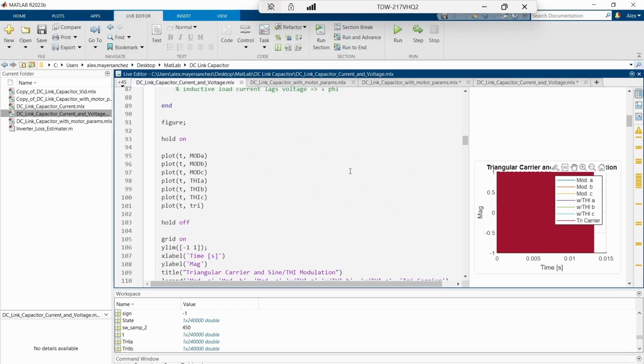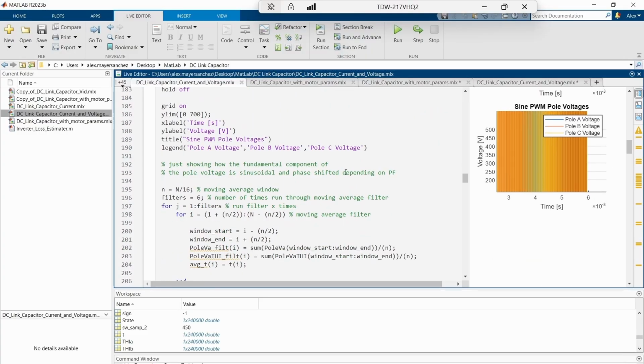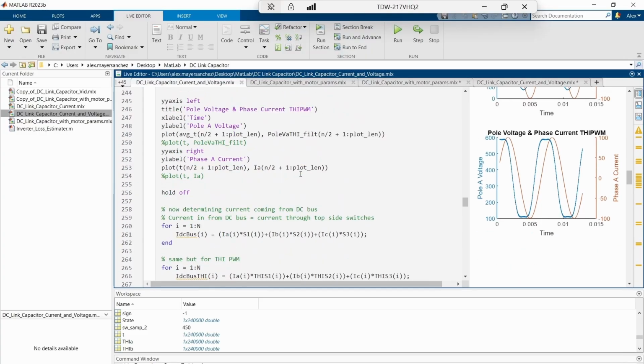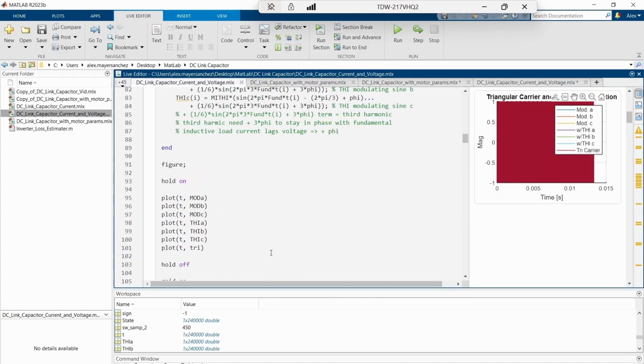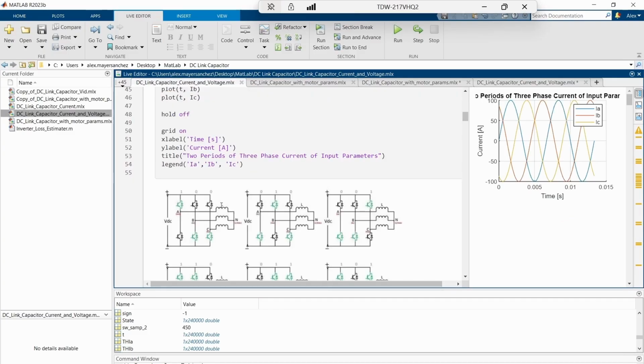So then after this, what my script is doing is it's taking the information we know of when the high side switches are on and off, and what is the current through the load at that instant, in order to determine what is the current coming from the DC link.